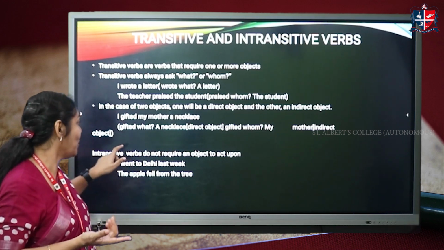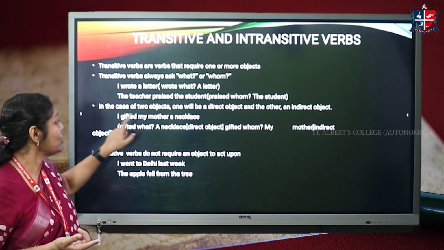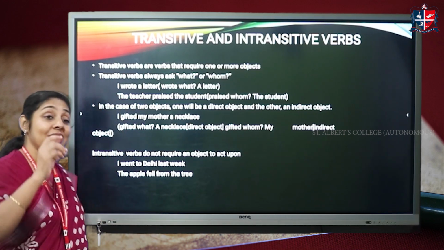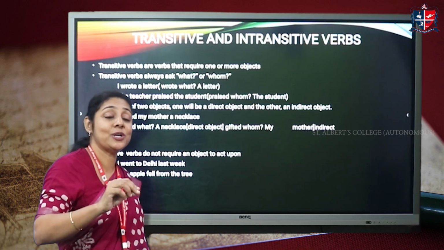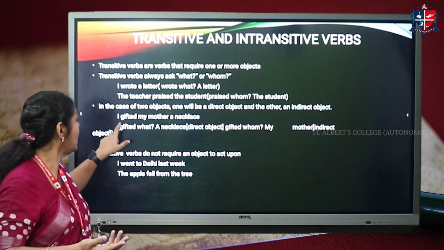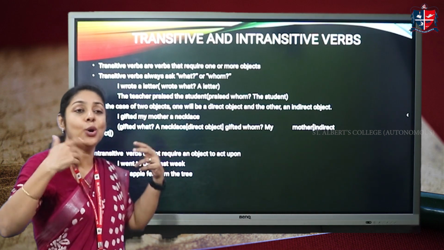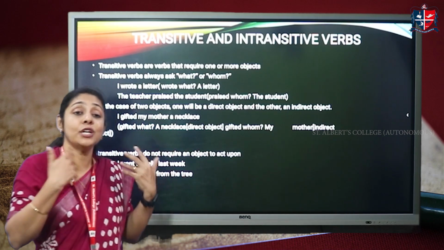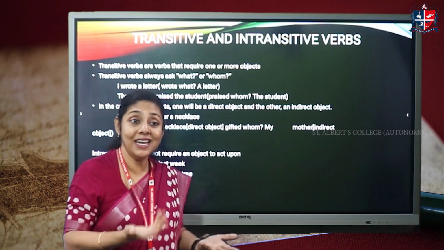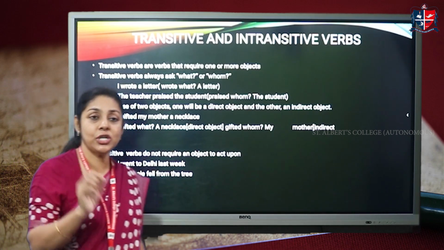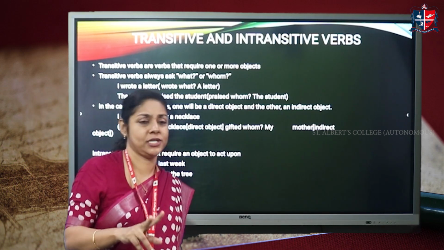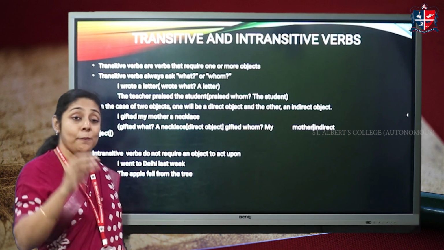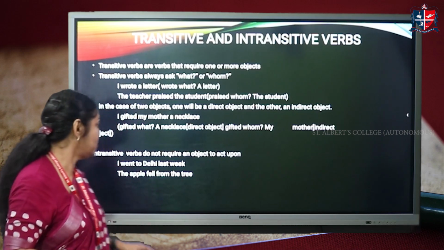So which is the direct object? Now, the direct object would answer the question what, right? Whereas the indirect object would answer the question whom, right? So when you ask the question, I gifted what? A necklace. So the necklace becomes the direct object. I gifted whom? My mother. It's the indirect object. So sometimes a particular verb in a sentence would have two objects, the direct object as well as the indirect object, right? But it's a transitive verb because it has an object, right?